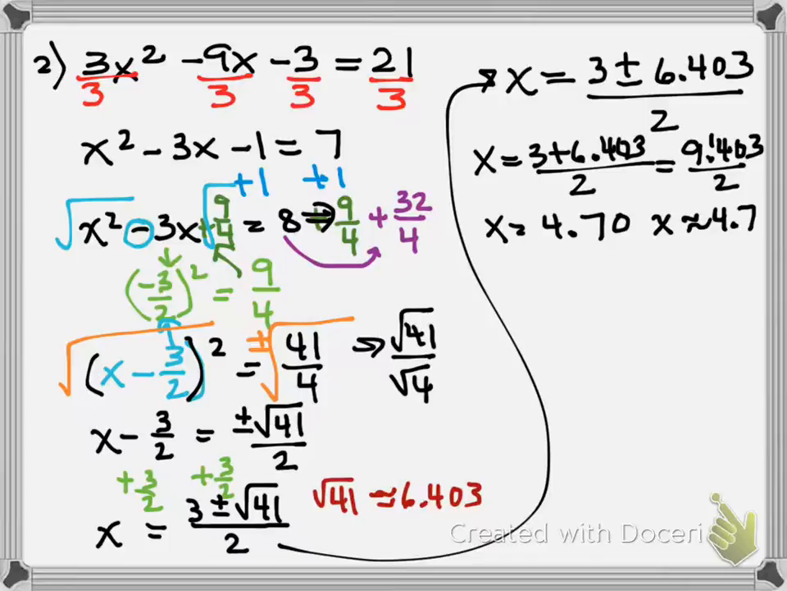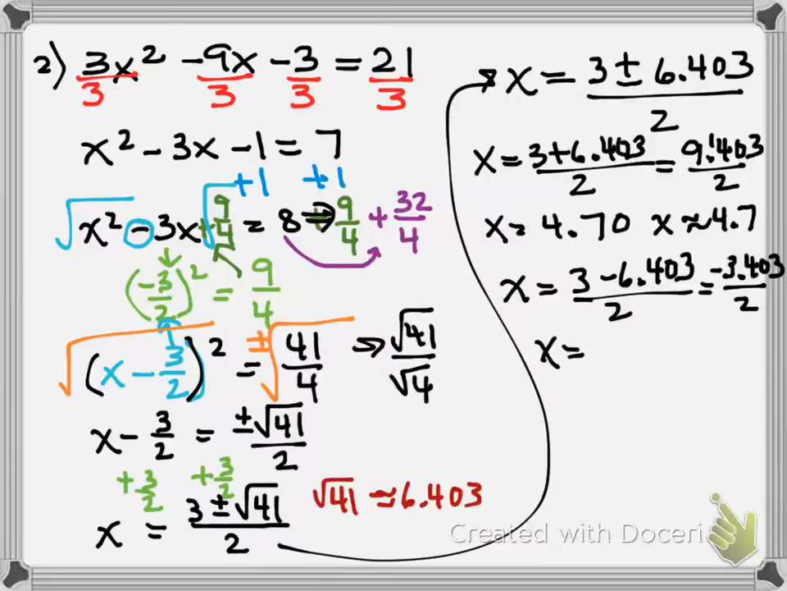The other one? X equals 3 minus 6.403 over 2, which gives me a negative 3.403 over 2. So I'm going to get a negative answer. So 2 goes into 3 once with 1 left over. 2 goes into 14 7 times. It can't go into 0, and then I stop. And I say that x is approximately negative 1.7.